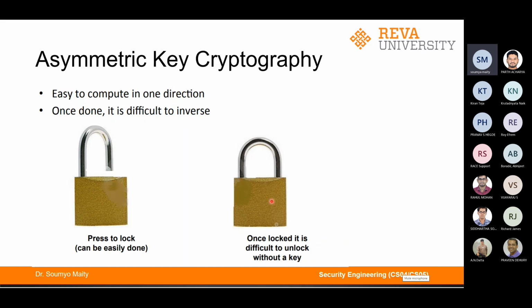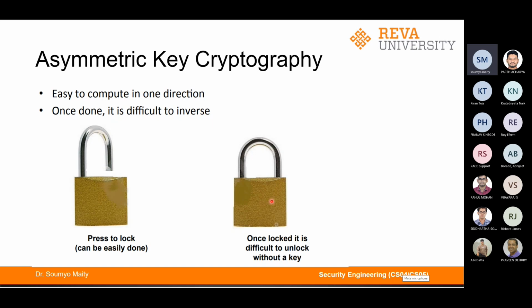Okay, so I'm sending something. I have a lock which I can easily lock. It's a padlock, I can easily lock that one. And the person I am sending it to has the key, so only they can open it. So that's the basic idea about asymmetric key cryptography.